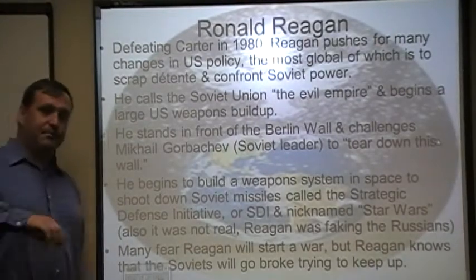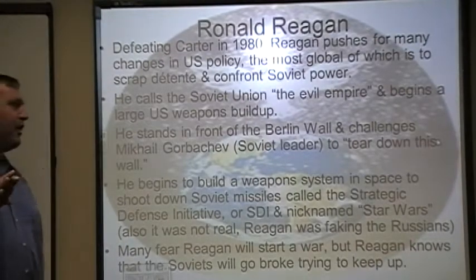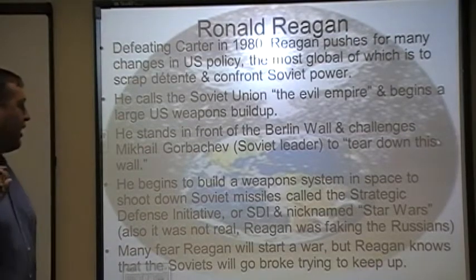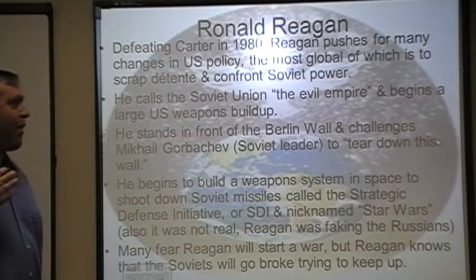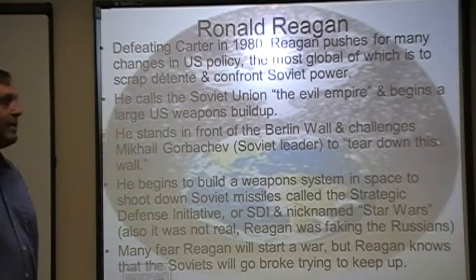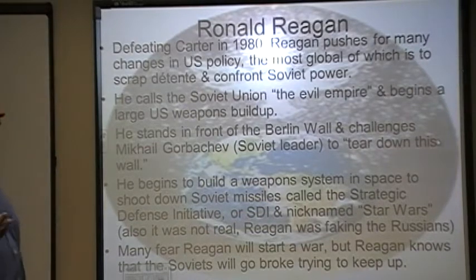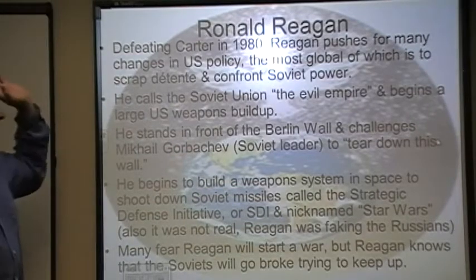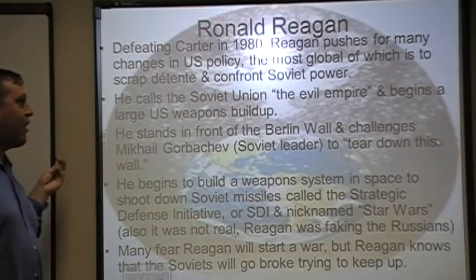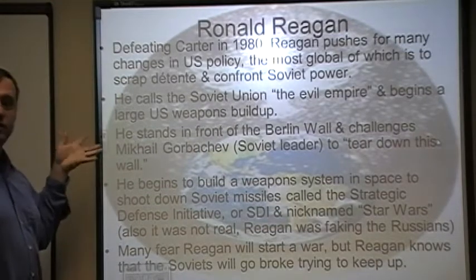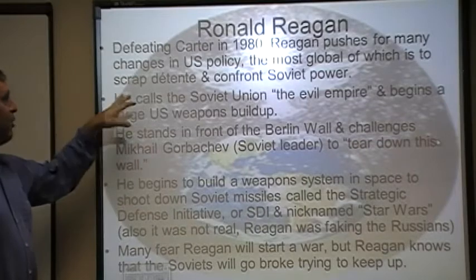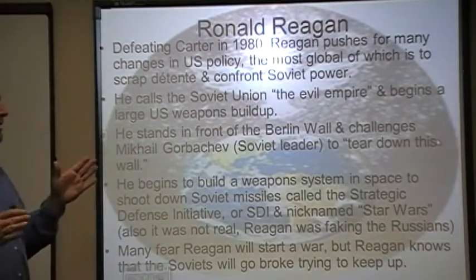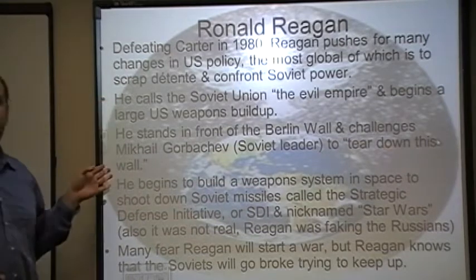All right. A major game changer in terms of not only U.S. policy but also overall Cold War policy is going to be the dual ascension to power of Ronald Reagan in the United States and Margaret Thatcher in Great Britain. The case study we'll use for this is U.S. President Reagan. He's going to defeat the then sitting President Carter, and he's going to push for a lot of changes in U.S. policy. The most global of which is to scrap this idea of détente and to confront Soviet power directly. Okay, he calls the Soviet Union the evil empire.